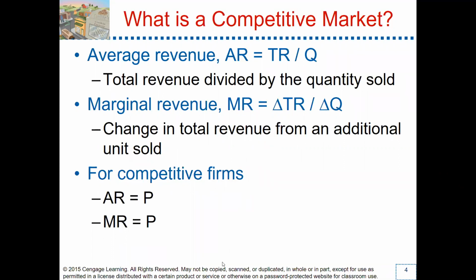So for a competitive firm, profit is maximized when average revenue is equal to price and when the marginal revenue is equal to the price. So it is therefore competitive conditions. We'll get into more detail of these rules a little bit later.